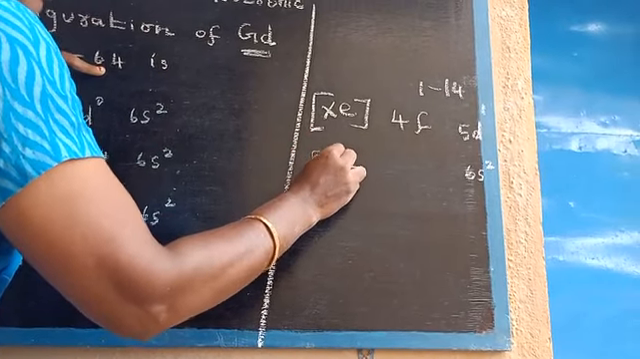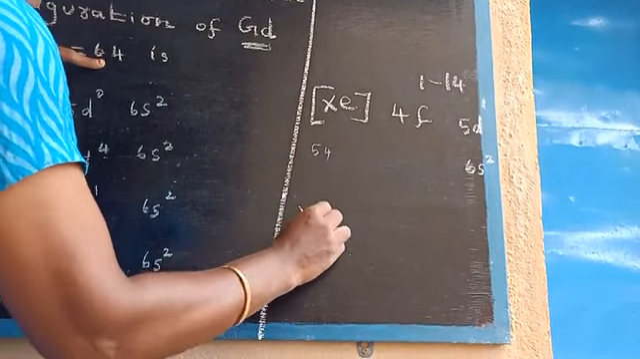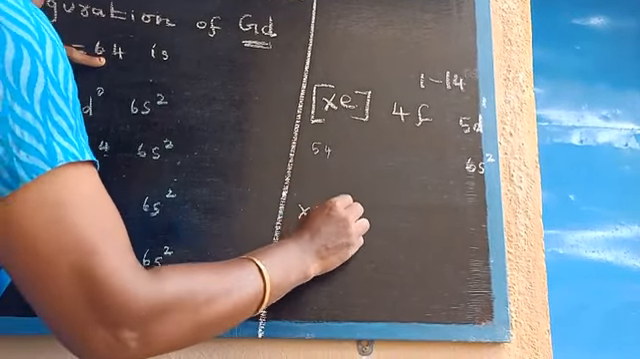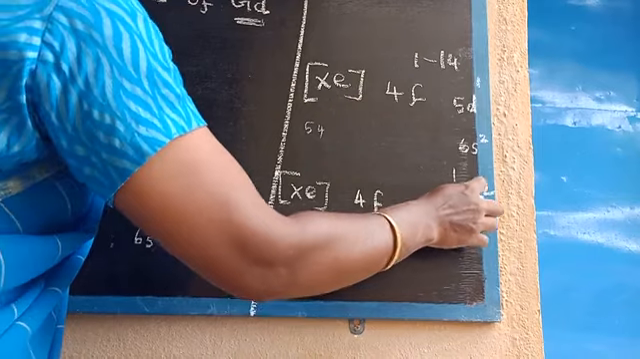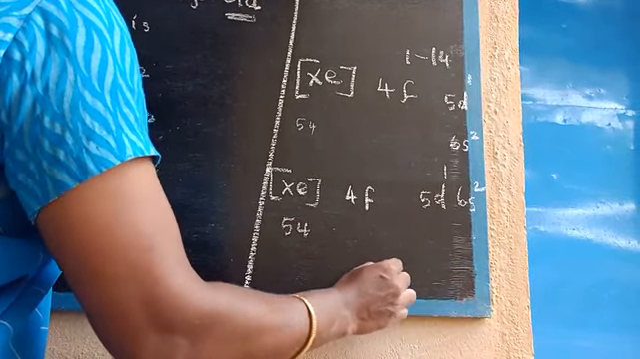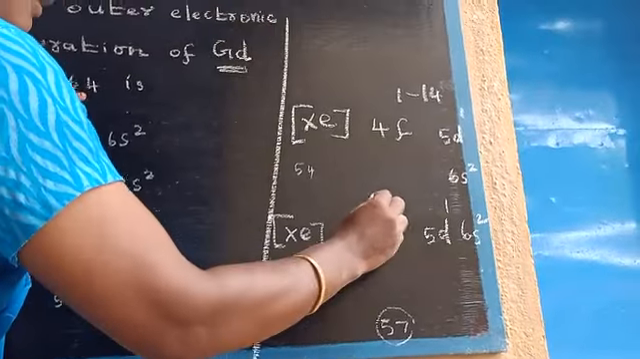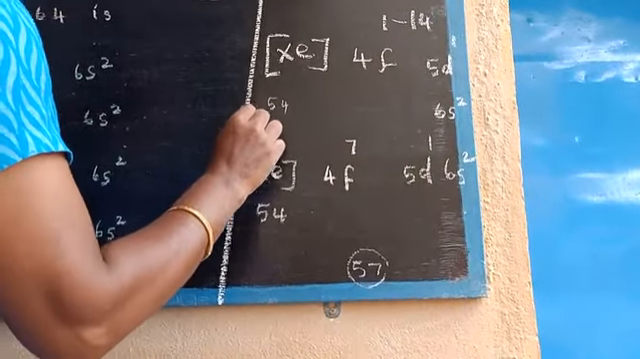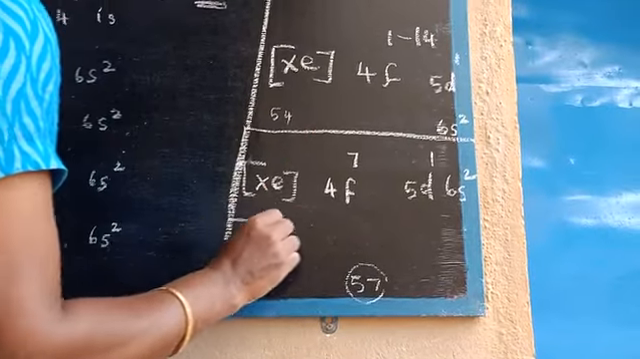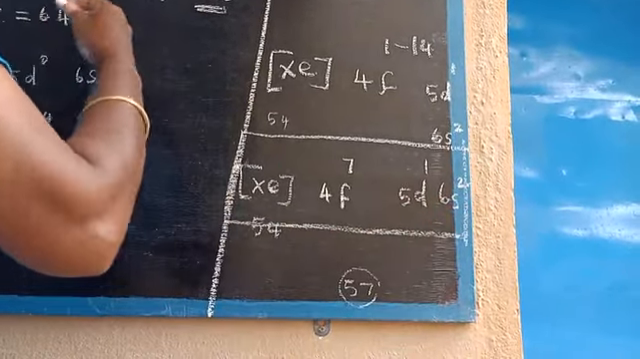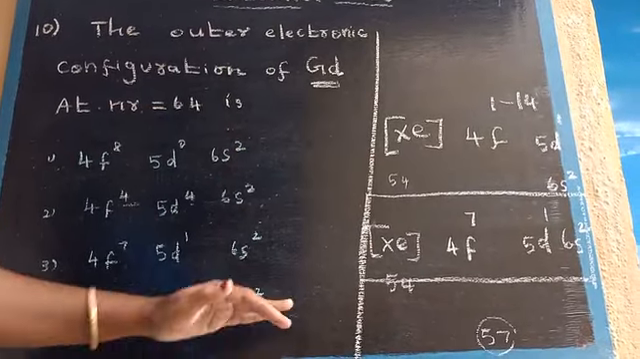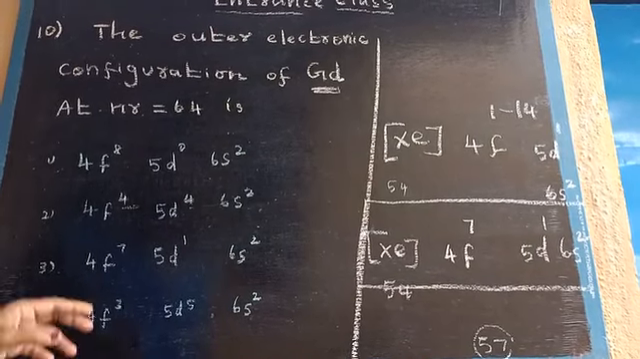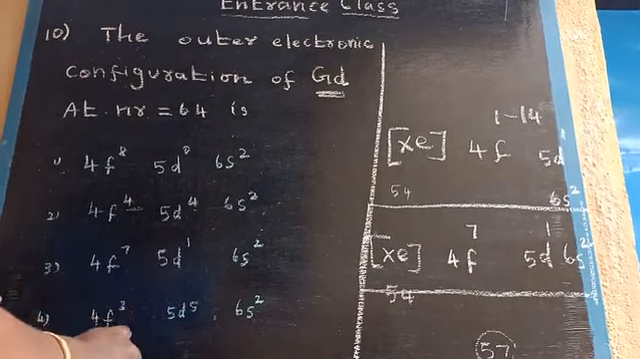Xenon has atomic number 54. Next, to fill the electrons, 5d1, 6s2. So here 54, 55, 57 — totally 57. So the remaining is 7, so 4f7. This is the way to fill the electronic configuration of the element. Keep in mind the general electronic configuration and fill it in. Now see the correct option.